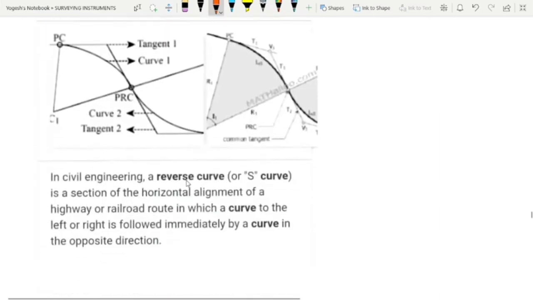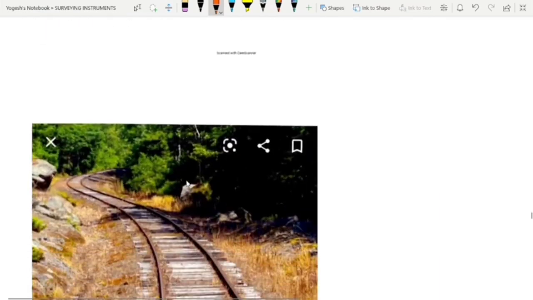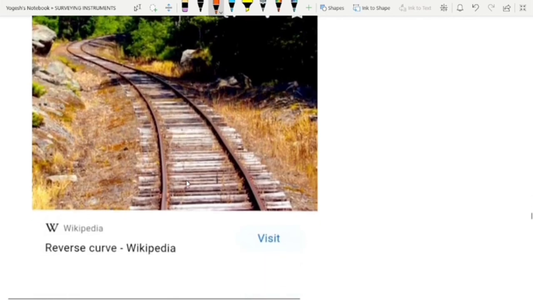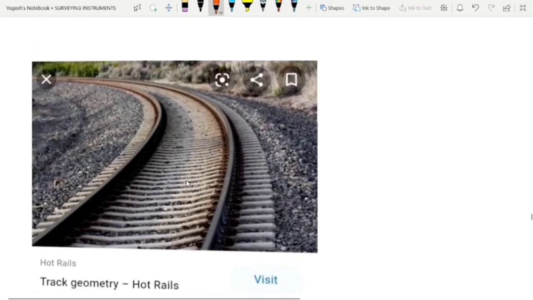This is a reverse curve. Reverse curve is there. This is a reverse curve example. This is also a reverse curve example.